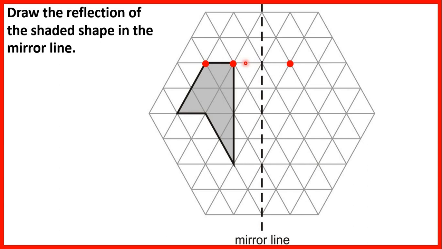This point here is 2 squares left, so we go 2 squares right. This point here is 1 square left, so we go 1 square right. This point here is 2 squares left, so we go 2 squares right. And finally, this point here is 3 squares left from the mirror line, so we go 3 squares to the right. And then we need to join up our points so that they're reflected and we have the same shape on both sides of the mirror line.